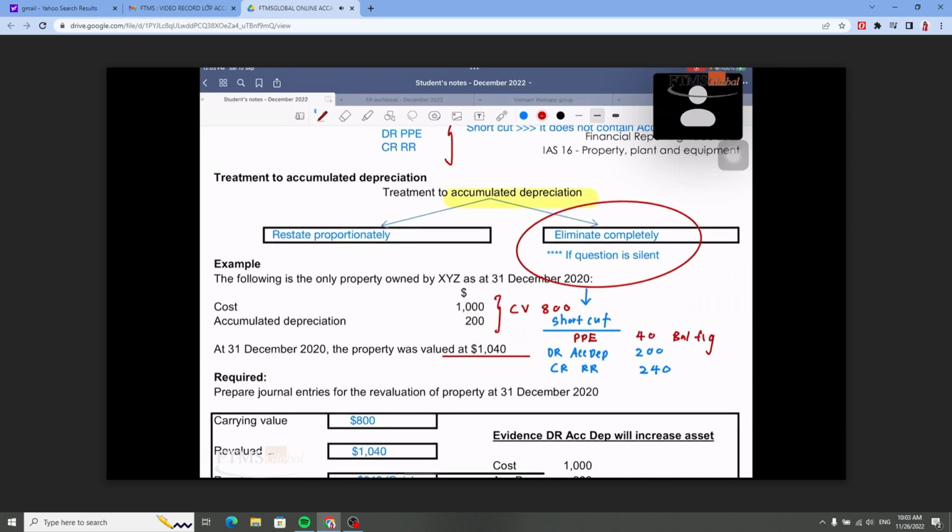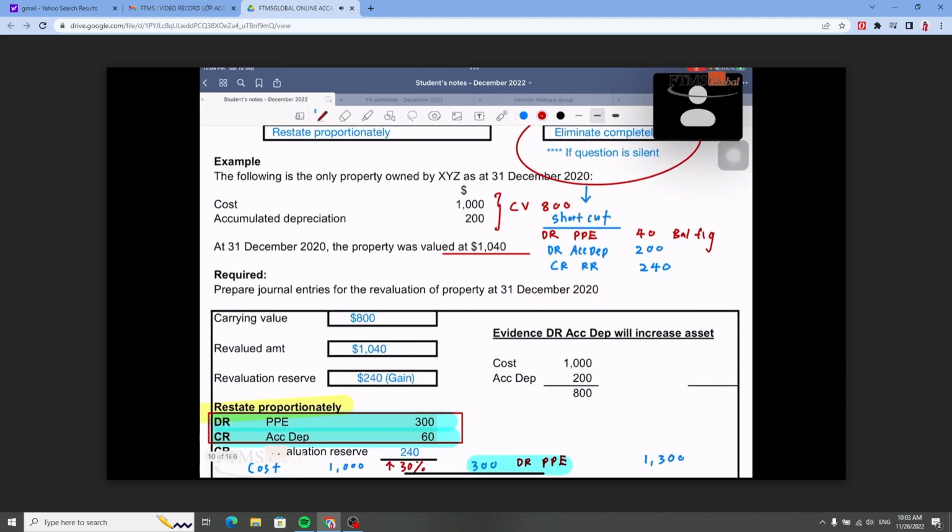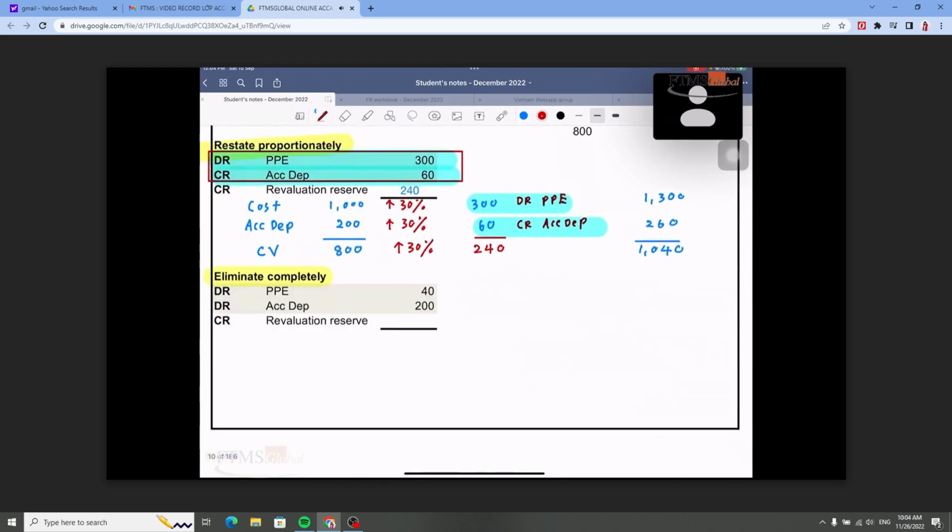So you can see this is the shortcut I'm talking about. So if you just want speed, right, you don't want to understand so many things, then this is what you should do. The shortcut for eliminating accumulated depreciation completely. Okay, then of course, if you want to understand the double entry, I will show you now, just for understanding purpose. Eliminating completely.